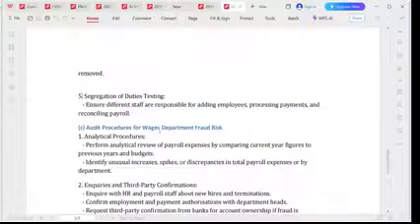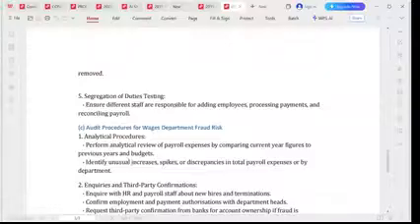Audit procedures for the wages department, fraud risk. Number one, we have analytical procedures. Perform analytical review of payroll expenses by comparing current year figures to previous years and budgets. Identify unusual increases, spikes, or discrepancies in total payroll expenses or by department.